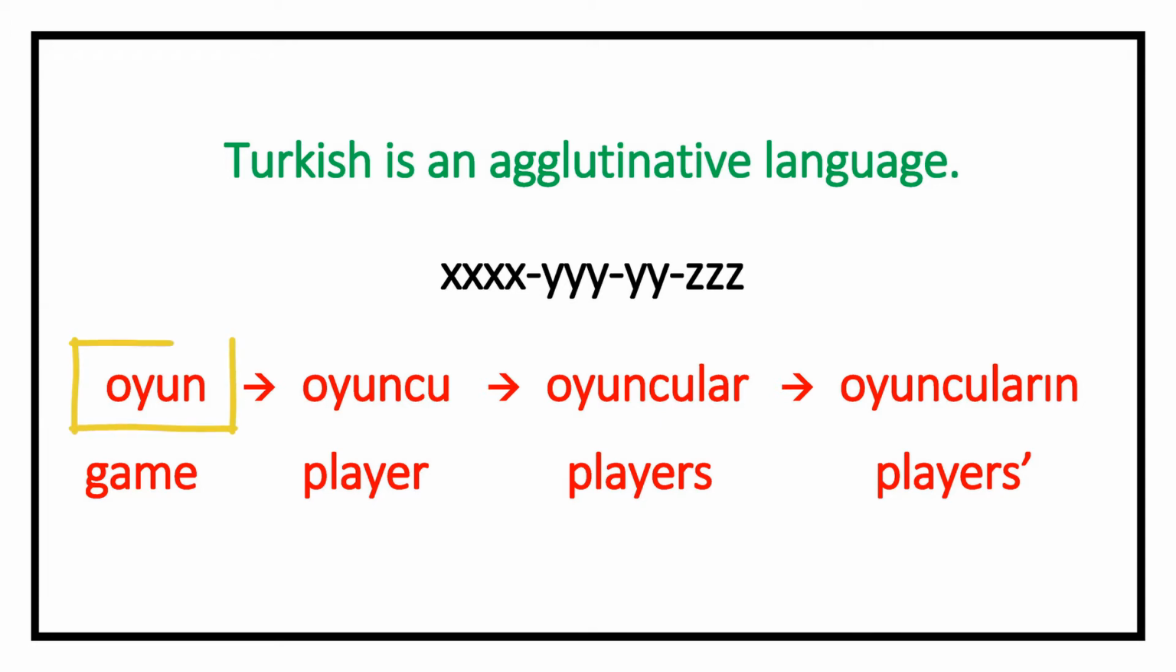Now, the word oyun in Turkish means game. And when we add a suffix cu to the end of this word, this will mean player, oyuncu. Next, we can also add the plural ending to the word, which will mean players, oyuncular. And last, we can even add a possessive ending to make it mean of the players, oyuncuların.